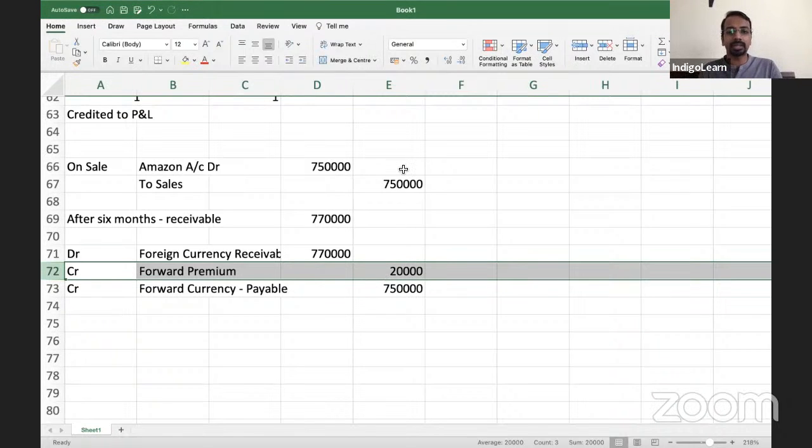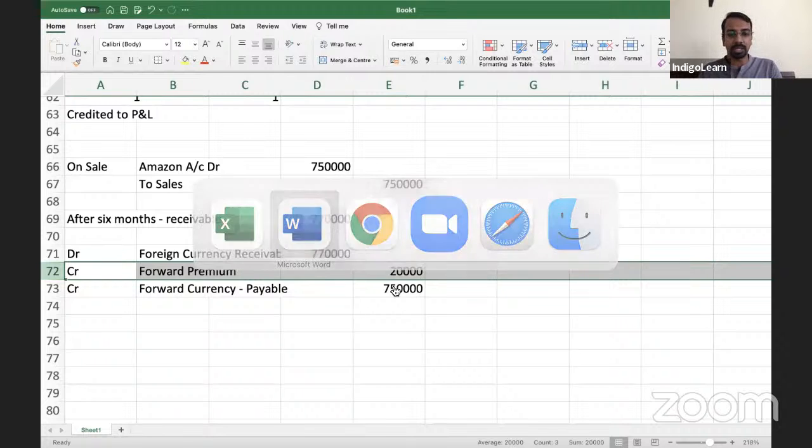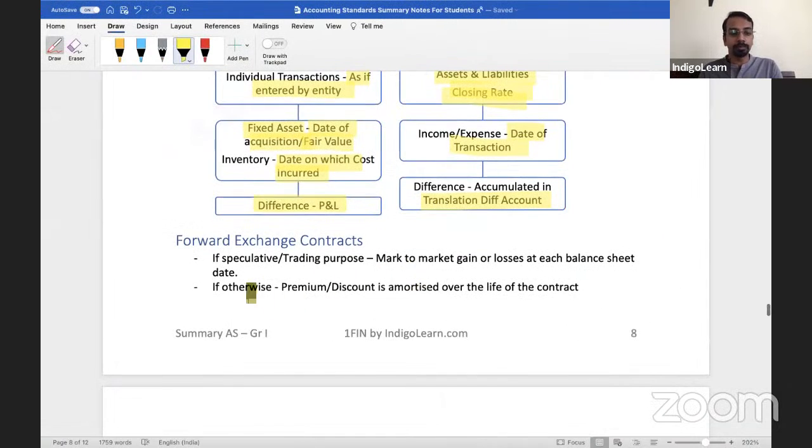Maybe we'll get a chance to pick up a question from the past exam questions, if at all it has appeared, and we'll try to solve that as well. Okay. So what did we understand? Premium or discount is amortized over the life of the contract. This is when it is not done for speculative and trading purpose.